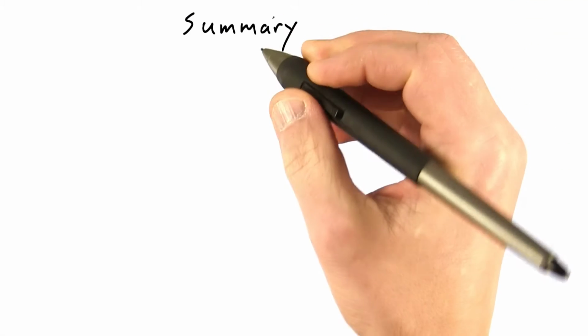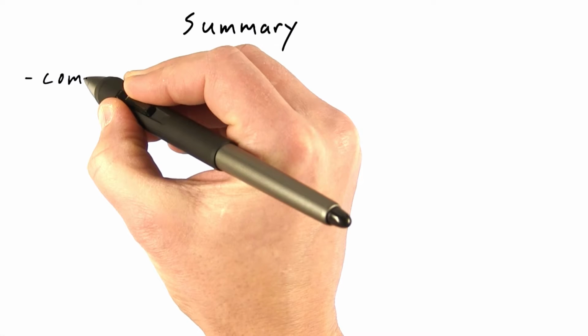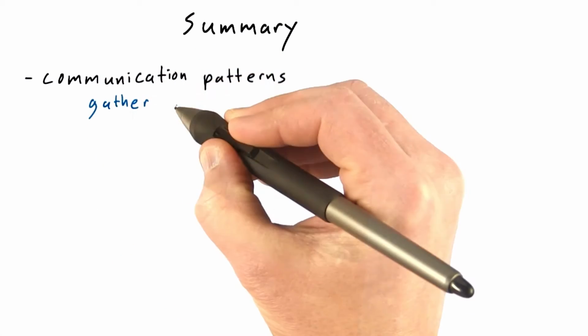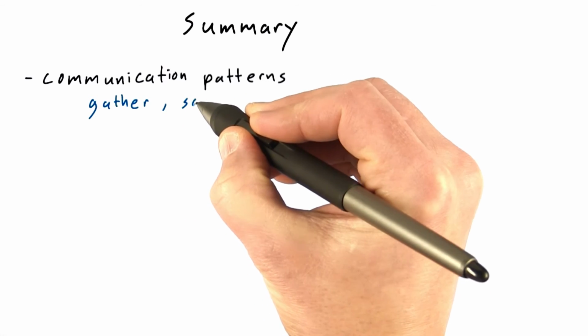So let's wrap up and summarize some of the things that we've learned. We've learned about parallel communication patterns, going beyond the simple map operation that you saw in Unit 1 to encompass other important communication patterns like gather, scatter, stencil, and transpose.